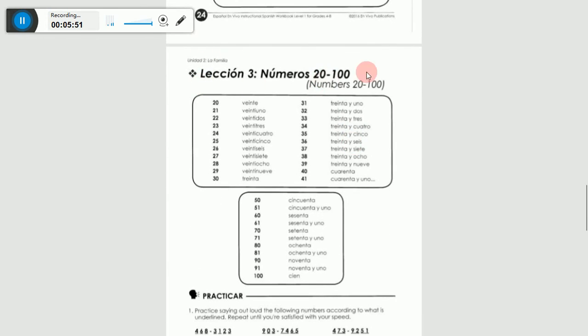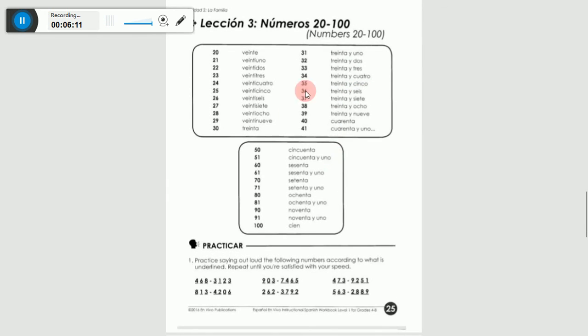For lesson 3, we go over numbers 20 to 100. Números 20 al 100. Okay, so remember that through 30, all the numbers are one word. And then at 31, we start to break it down into the 3 sections. So 31, 32. And that goes all the way down through 99.